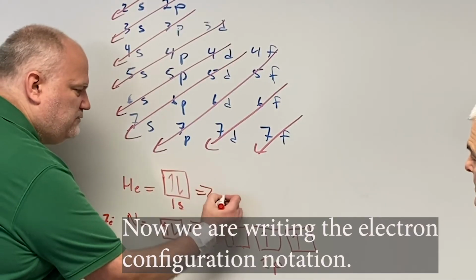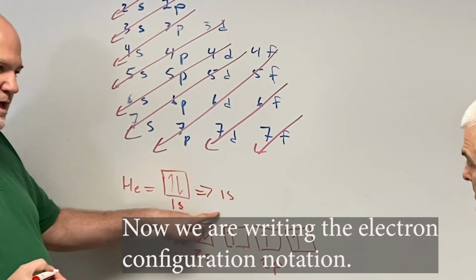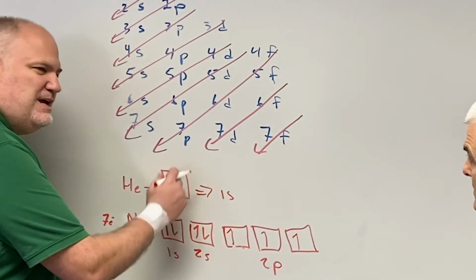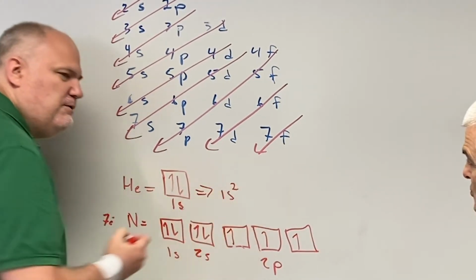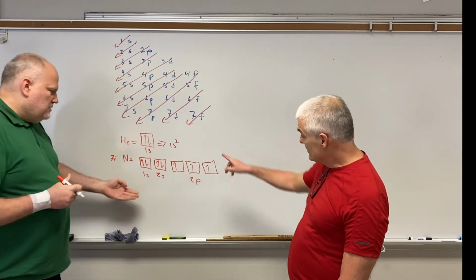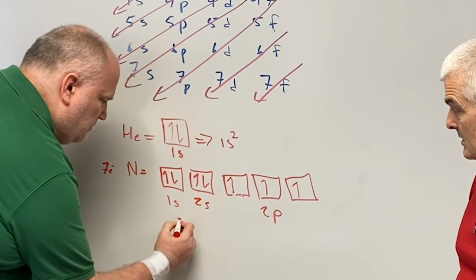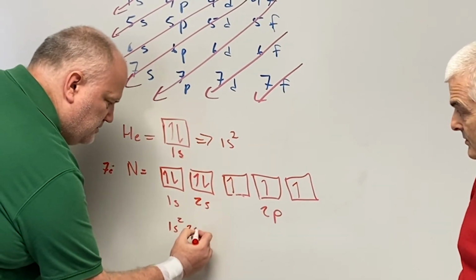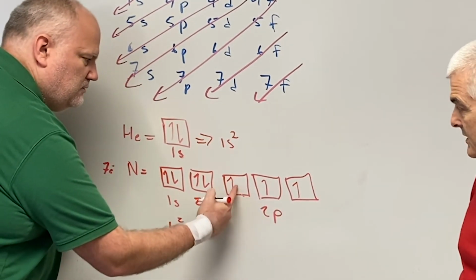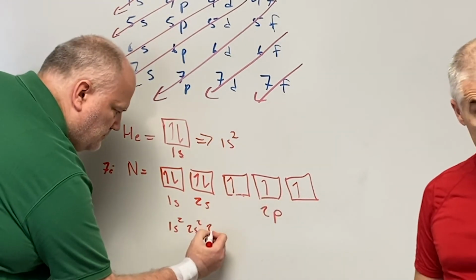We can also write it like this. We can write the orbital, and then we write the number of electrons we put as a superscript on the top. So it's 1s2. Now on this bottom one, you would say 1s2, 2s2, and then 2p3.